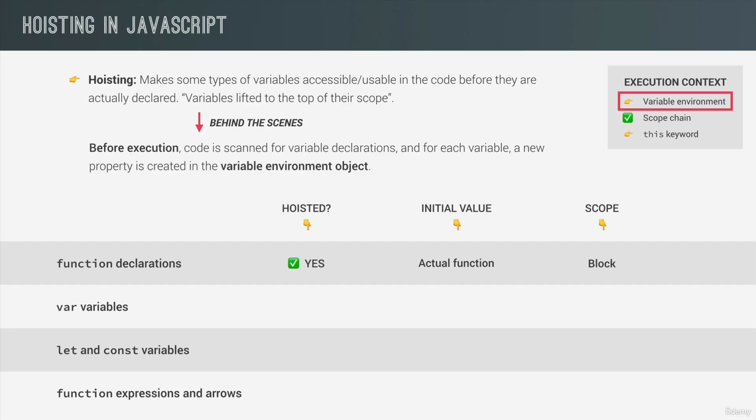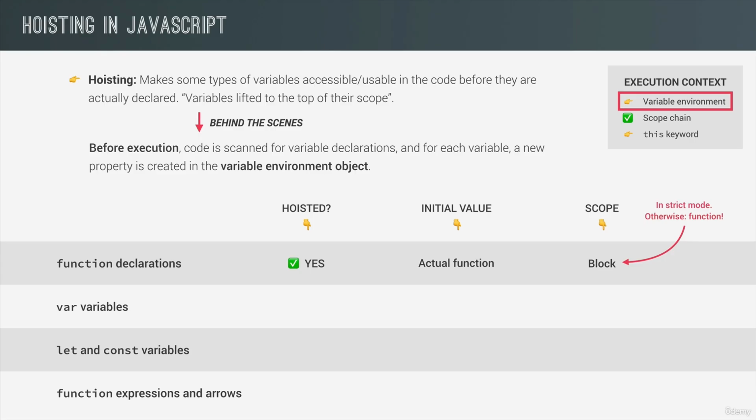And just to make this table a bit more complete, so that it serves as a nice overview for you, I also show here that function declarations are block scoped as we learned before. Just keep in mind that this is only true for strict mode. So if you're using sloppy mode, which you shouldn't, then functions are function scoped.